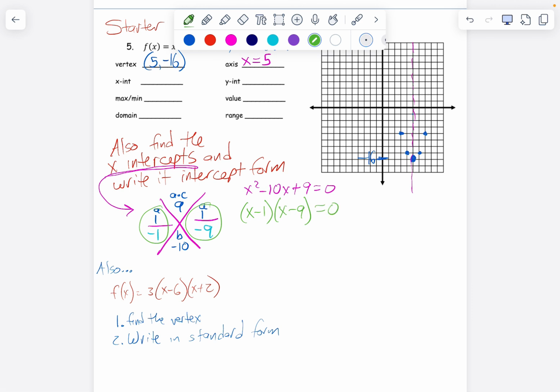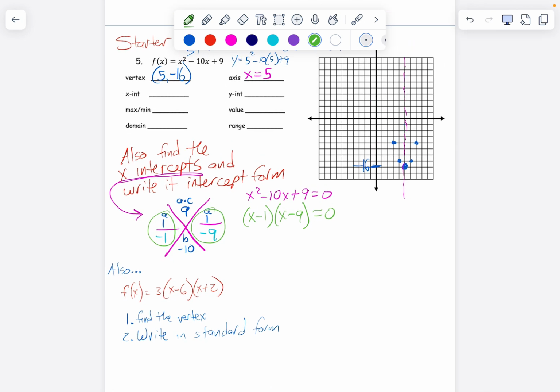Anytime you're doing this, pause there and check that you factored correctly. So x times x, that's x squared, that looks good. Then we get -9x, -1x, that makes -10x, and then +9. So yes, we're factored. That took about 6 seconds to check, right? It's worth it. I told you I even do that.